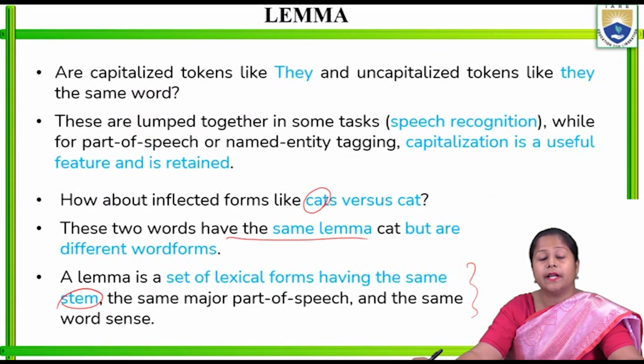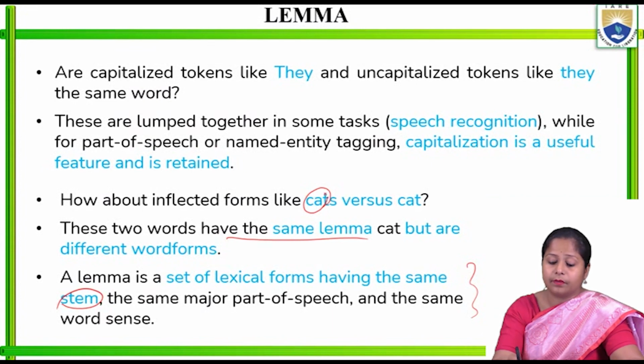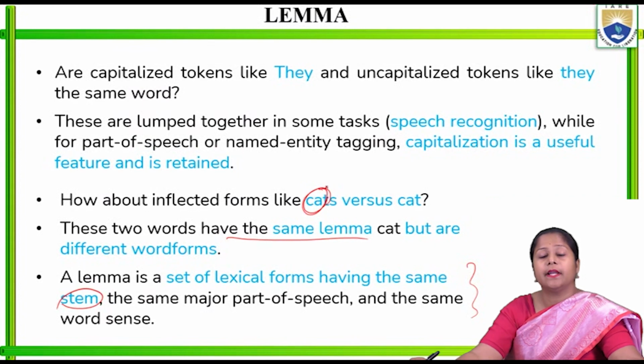What is a lemma actually? It is a set of lexical forms having the same stem and the same sense. "Cat" would be called a stem, and it has the same major part of speech, so it classifies the same words at different places in a sentence or paragraph. It also carries the same sense across some of the sentences of that particular paragraph.